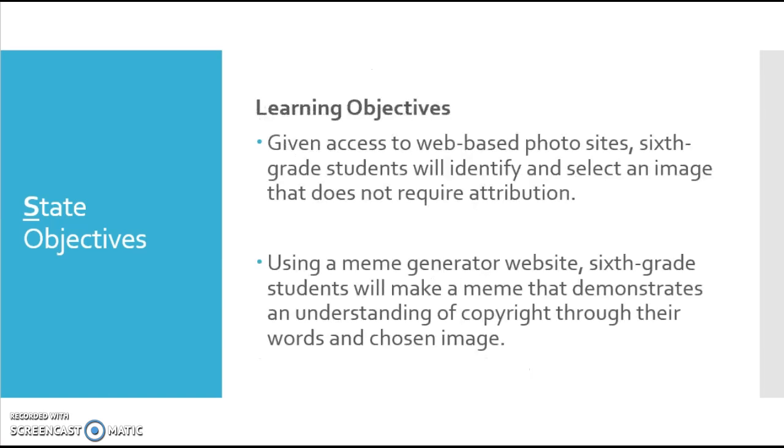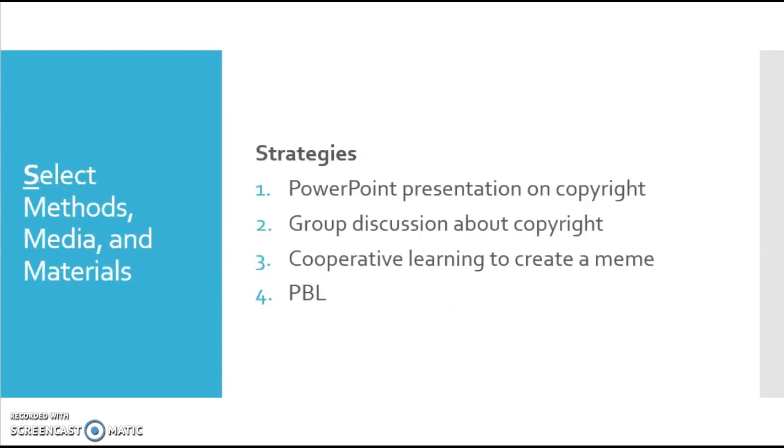The primary objective of this lesson is to introduce students to copyright, fair use, and copyright infringement. The learning objectives are twofold. First, given access to web-based photo sites, 6th grade students will identify an image that does not require attribution. Second, using a meme generator website, 6th grade students will make a meme that shows an understanding of copyright through their words and chosen image.